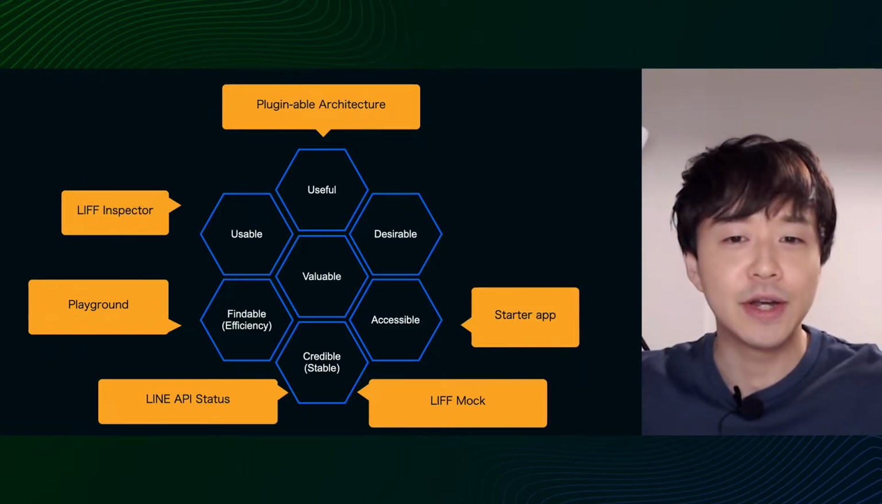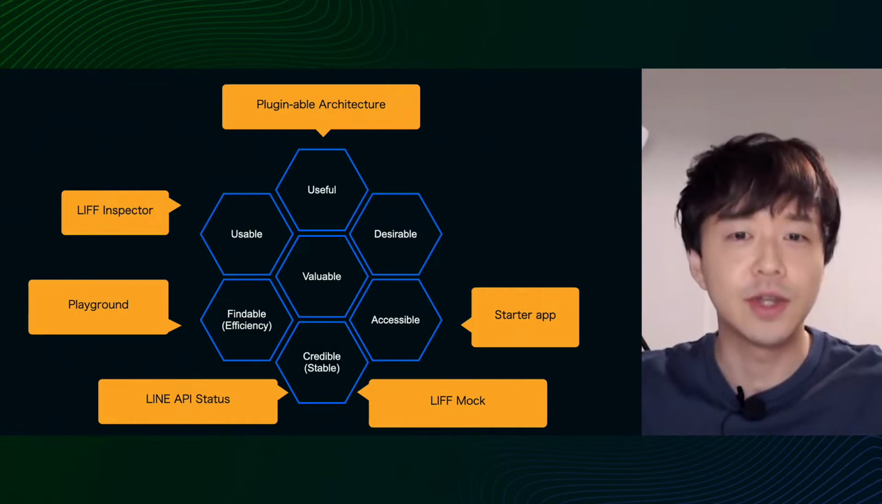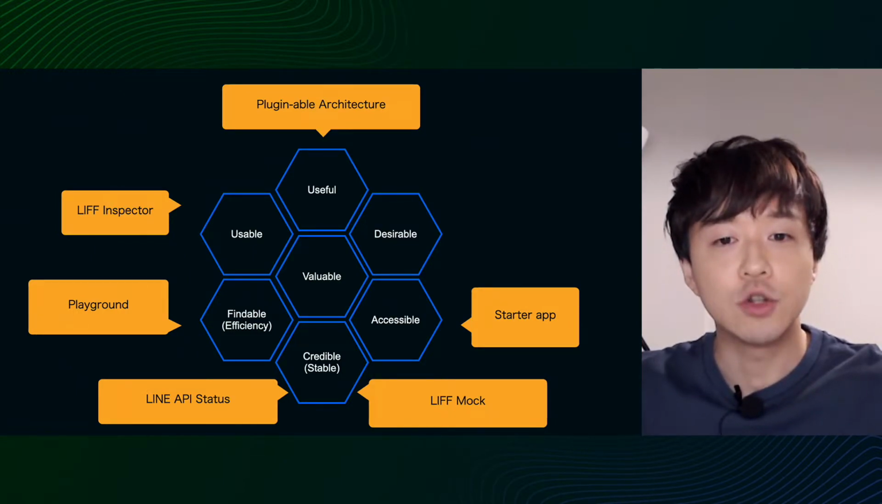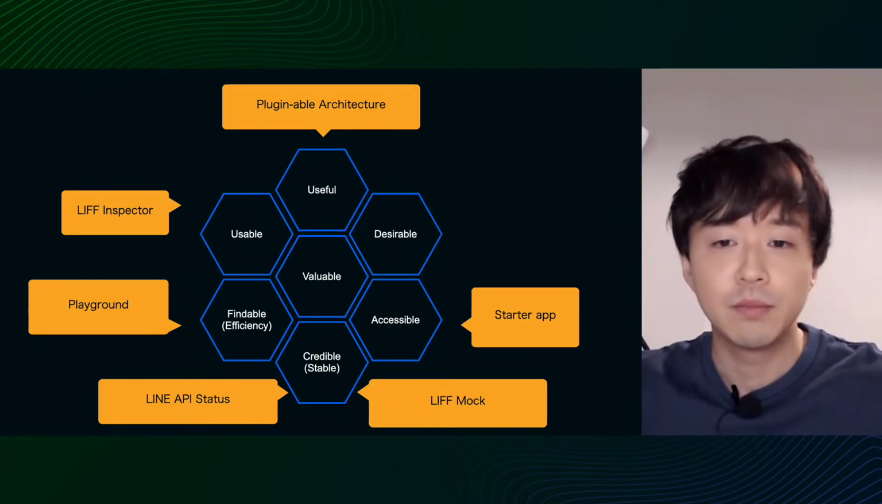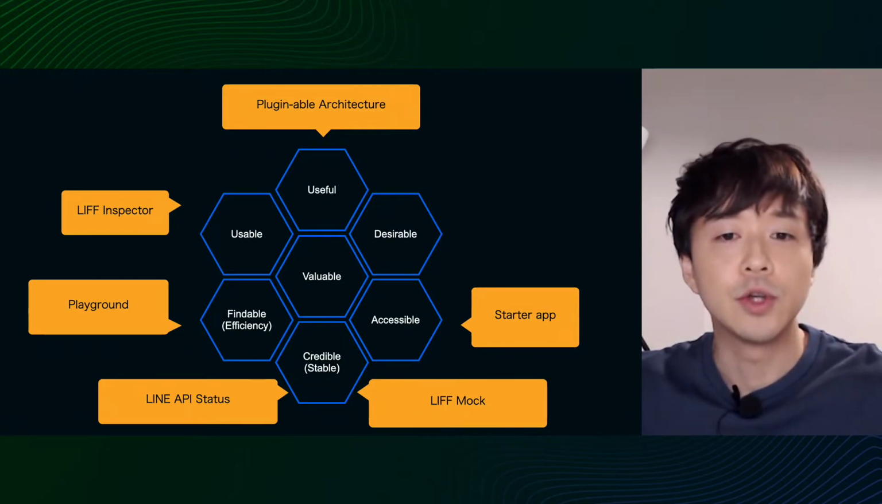These can be in various formats and statuses, such as website, library, published or not published, etc. Anti-clockwise from the top: pluggable architecture, LIFF Inspector, Playground, LINE API status, LIFF Mock, Starter App are the solutions that will resolve DX issues currently in LIFF.